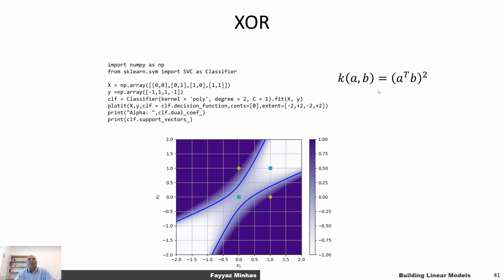And all we need to do when using sklearn is to change the definition of kernel from linear to polynomial, and we need to specify degree equal to 2. If we do that, then we get this decision boundary in which the two classes have been neatly separated now.